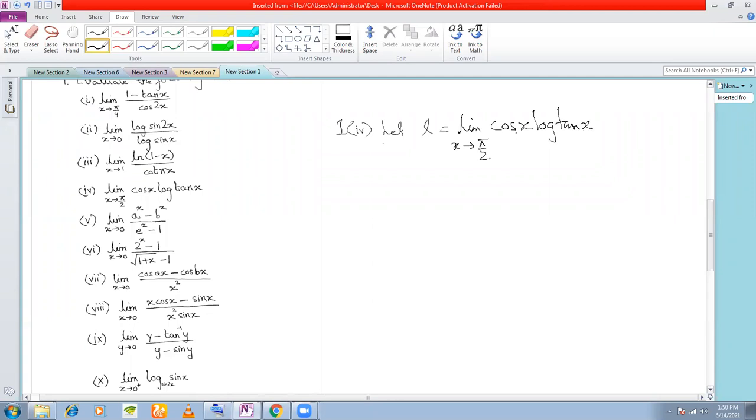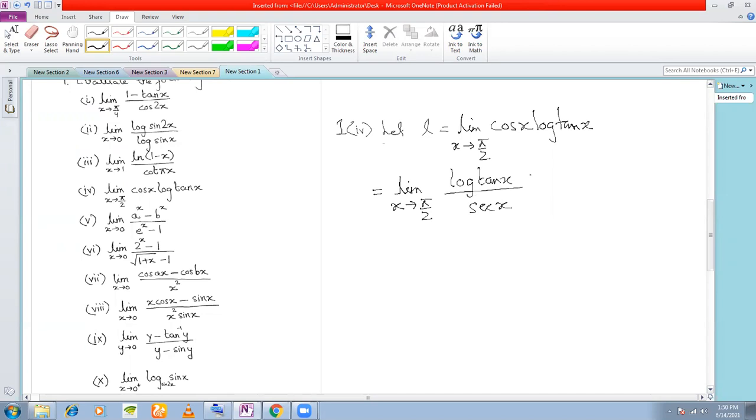You actually don't have a fraction here, right? Whenever you don't have a fraction, you will try to write it as a fraction. And how will I write this as a fraction? Because we want a 0 by 0 or infinity by infinity form. So we'll write this as log tan x divided by sec x, changing cos to sec. Normally we change sec to cos, but here we'll change cos to sec so that we can get a fraction.